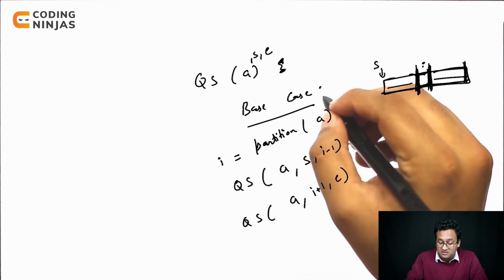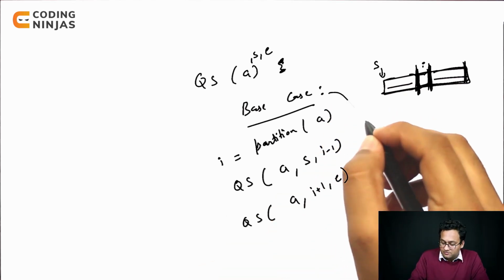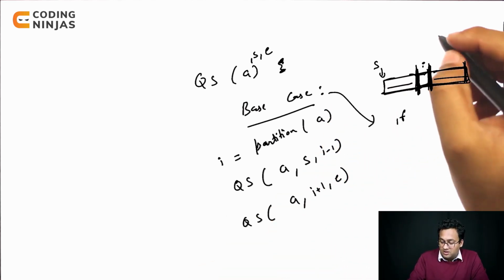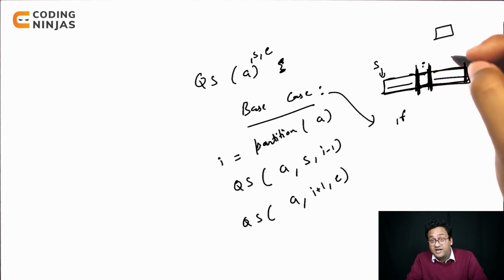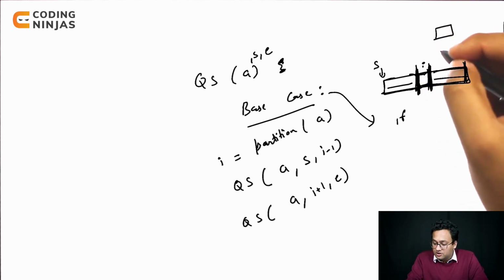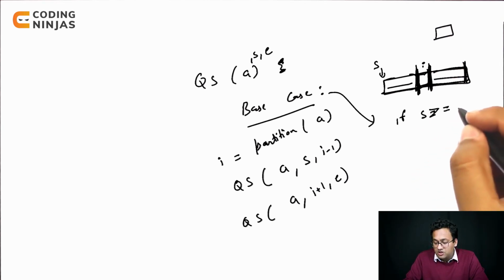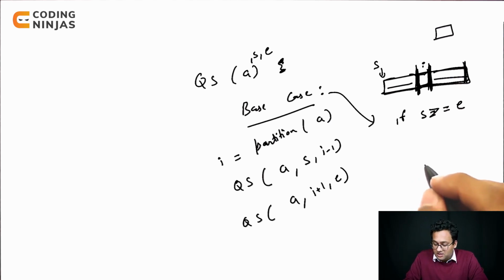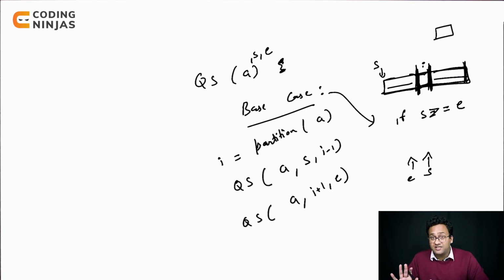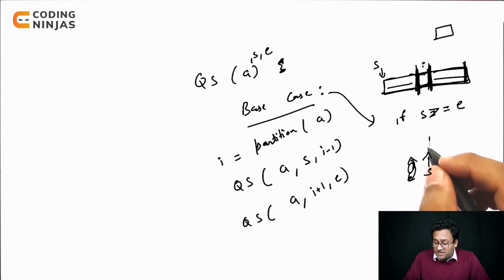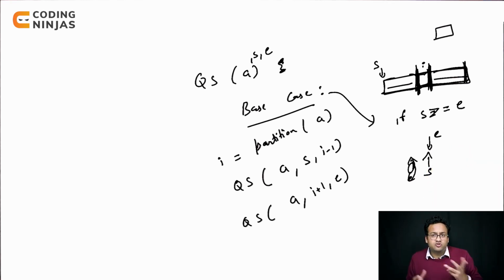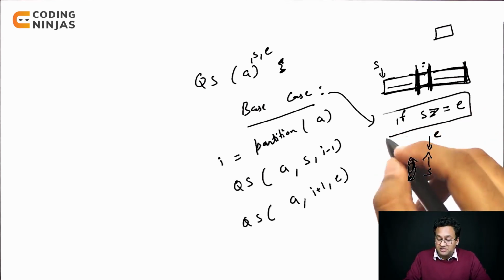So my base case will basically be 0 or 1 elements, right? Length 1 is also sorted. So if S is greater than or equal to E, this basically means either S has crossed E, in which case we can say that the array is empty, or they are equal, in which case there is only one element, so there is no sorting required as such. Okay, so this can be my base case.